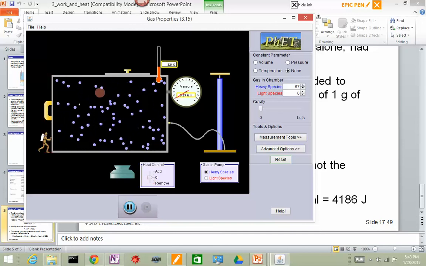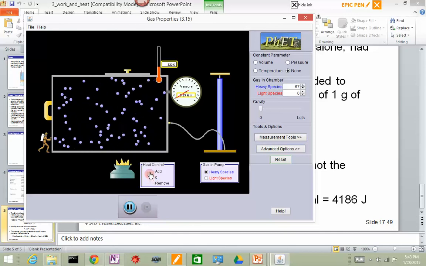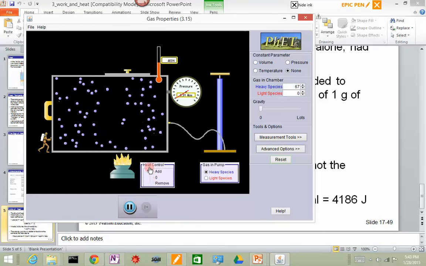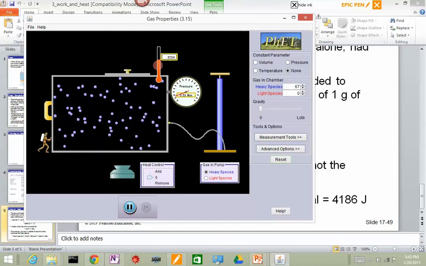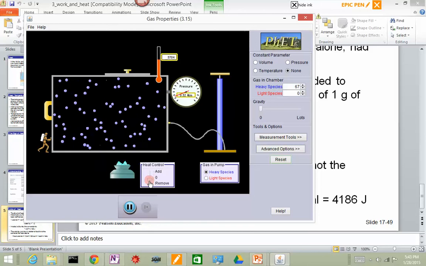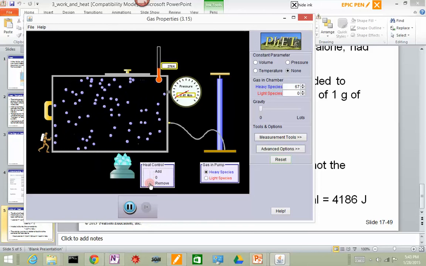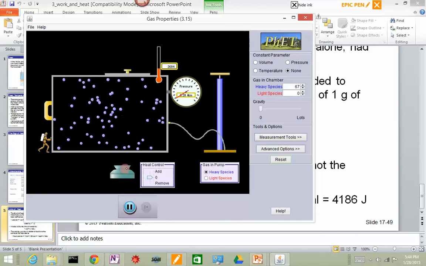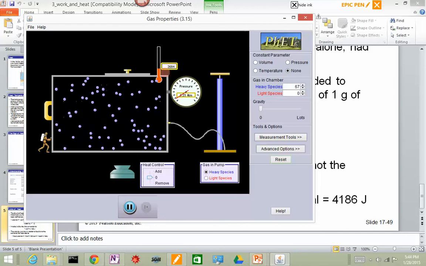Now you can change the energy of the system by heat. You can add heat to the system, and you can see that when you add heat to the system, the temperature increases. Or you can cool down the system. You can have the system release heat, and that cools down the system and the temperature decreases.